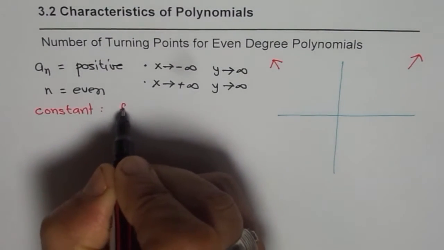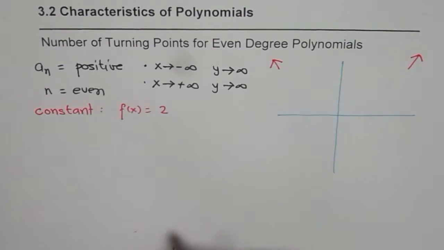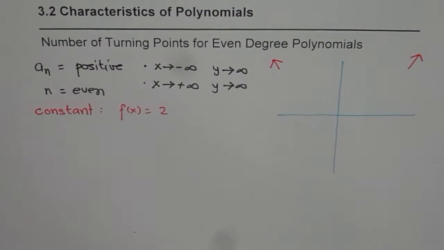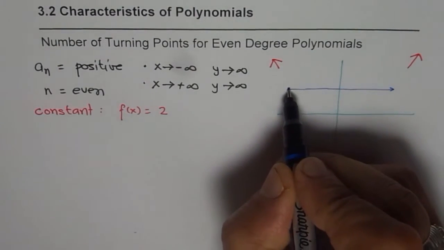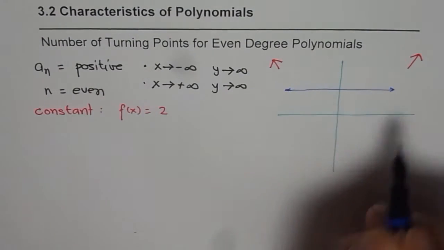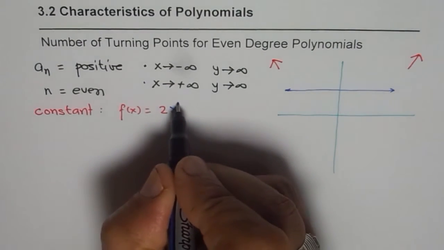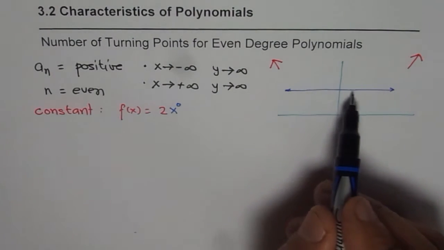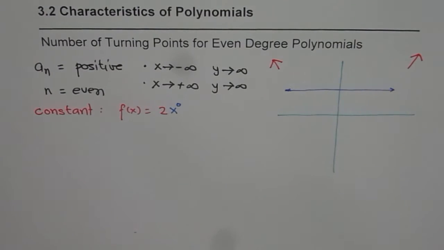That is to say, if I say f(x) equals a number, let us say 0, 1, 2 or anything, right? In that case, constant means this function is going to be a straight line, correct? So a straight line is kind of like this, correct? This is a constant function. It really has a variable, but the exponent is 0. Now this function does not have any turning point, so that is an exception to the rule which I'm talking about.